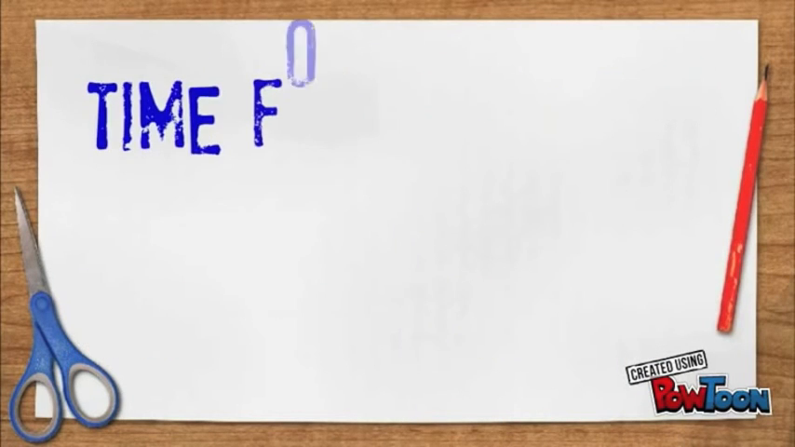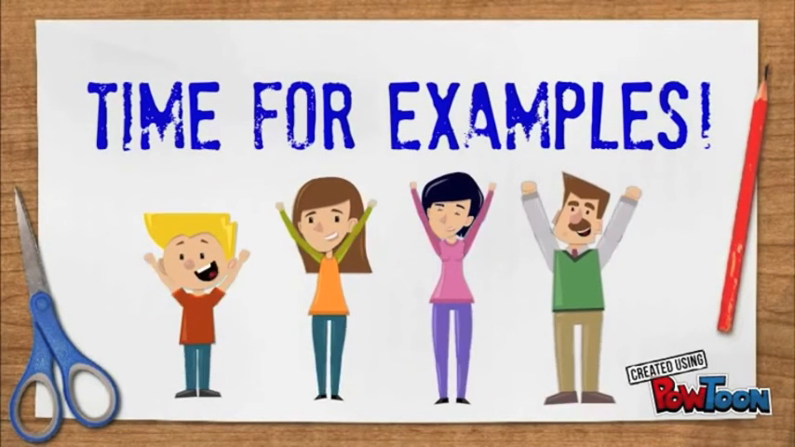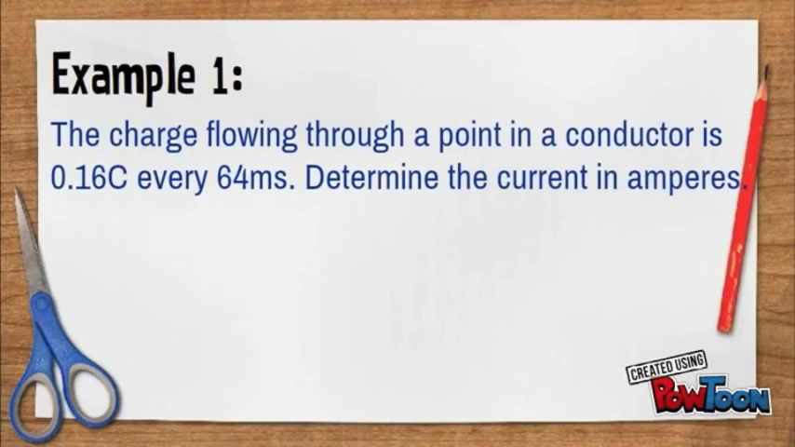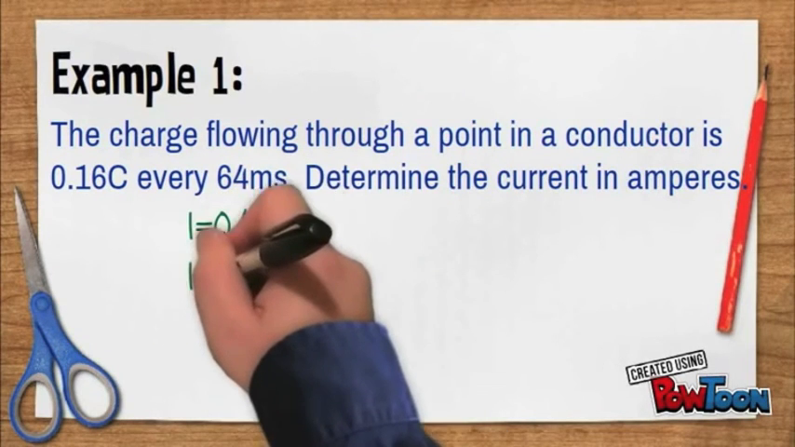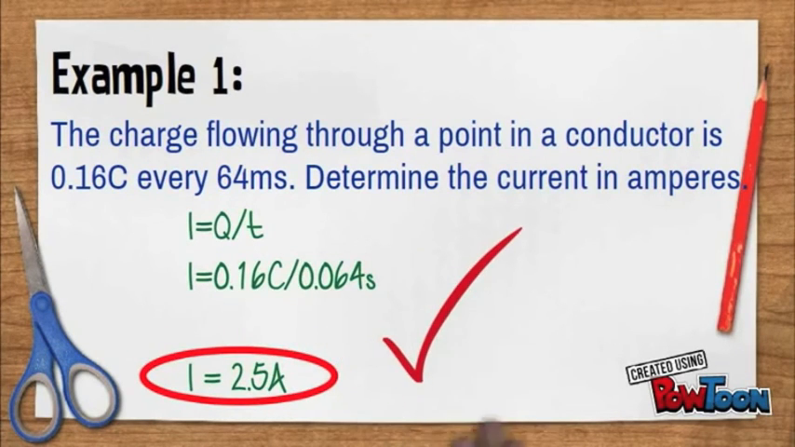Now that we fully understand what current is, it's time to test our knowledge using examples. Example 1. The charge flowing through a point in a conductor is 0.16 coulombs every 64 milliseconds. Determine the current in amperes. Knowing the formula I is equal to Q over T, we have 0.16 coulombs divided by 0.064 seconds, which will give us an answer of 2.5 amperes.